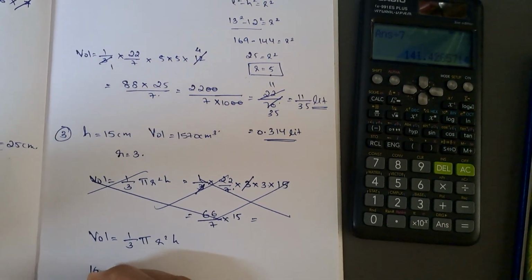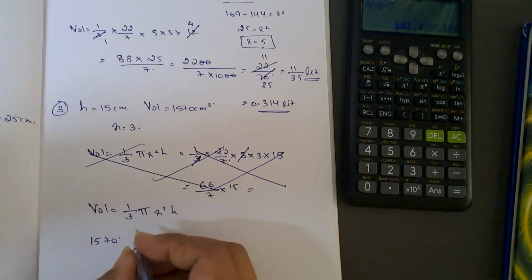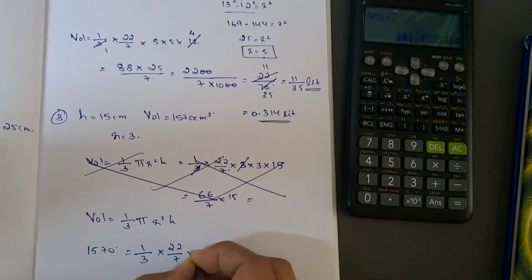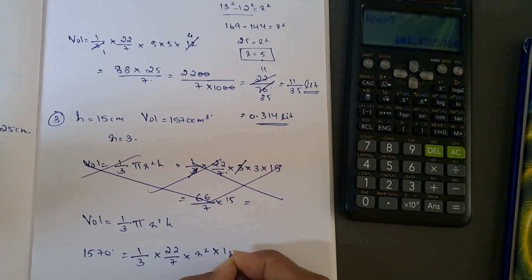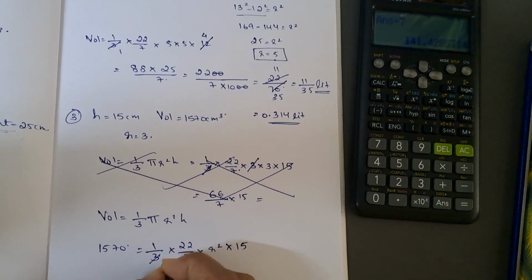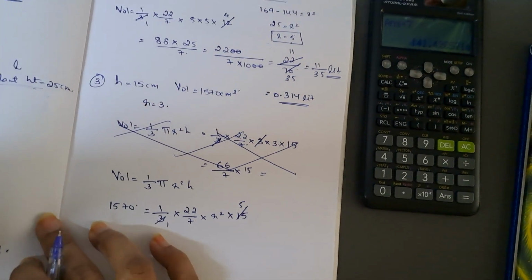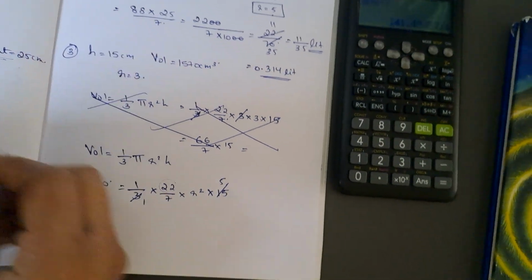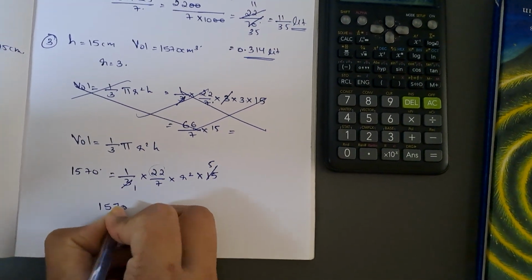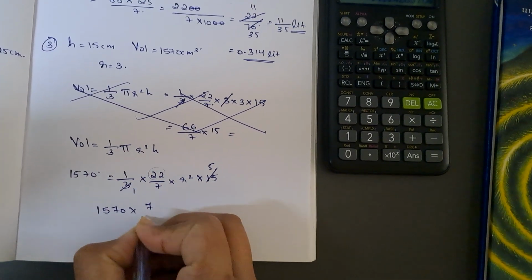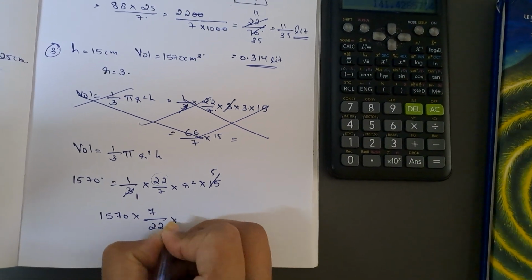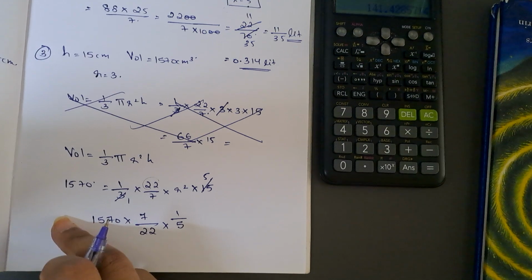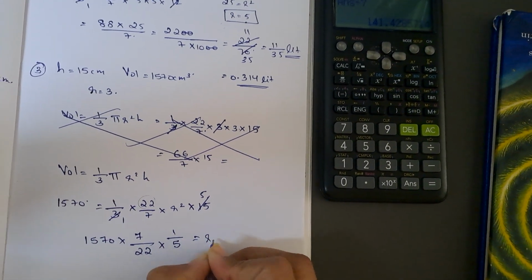The volume is already given, 1570, and then 1 by 3 times 22 by 7 into r square, which I do not know, and the h value is 15. Okay, 3 1 times, 3 5 times it goes. Then I'm going to send all of these numbers towards the other side of the equation. 1570, when this goes towards the other side, it becomes 7 upon 22 times of 5 in the denominator. Because this is in multiplication, it goes towards the other side in division, is equal to r square.